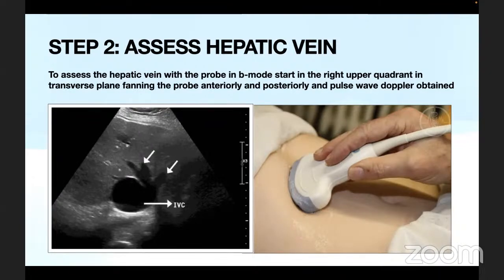To assess the hepatic vein with the probe in B mode, start in the right upper quadrant in the transverse plane, fanning the probe anteriorly and posteriorly, and a pulse wave of the vein can be obtained. Here on the left side, you can see the IVC and hepatic veins draining into the IVC. This is called a bunny sign. It looks like a rabbit, where the IVC is well distended and the hepatic veins are draining into it. So you can obtain a pulse wave Doppler of the hepatic vein in this view.